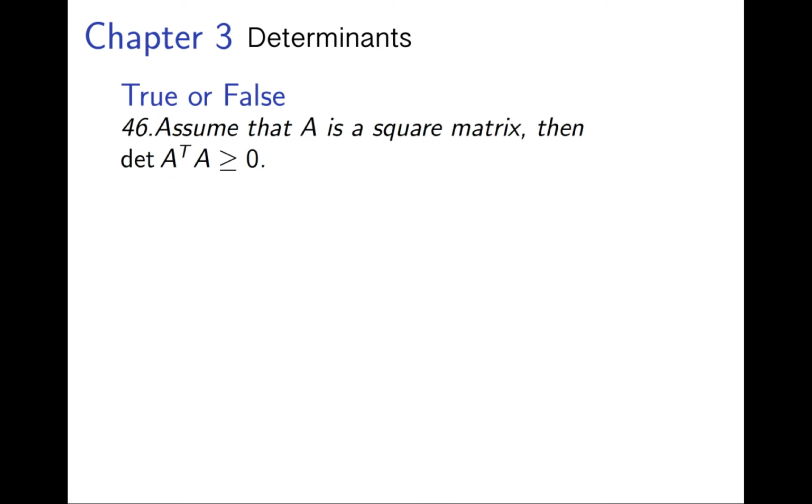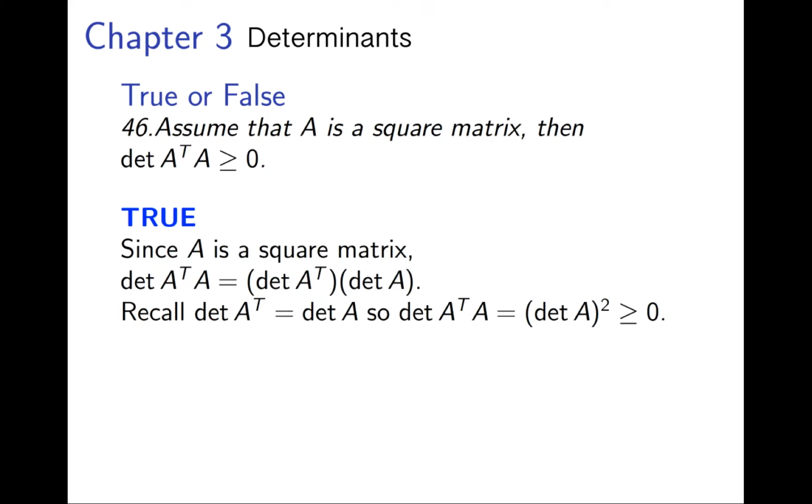46. Assume that A is a square matrix. Then the determinant of A transpose A is greater than or equal to 0. Well, since A is a square matrix, we could take the determinant of A transpose A and factor it as the determinant of A transpose times the determinant of A. But the determinant of A transpose is equal to the determinant of A. So the determinant of A transpose A is the same thing as the determinant of A squared. Any number squared is greater than or equal to 0. So this one is true.